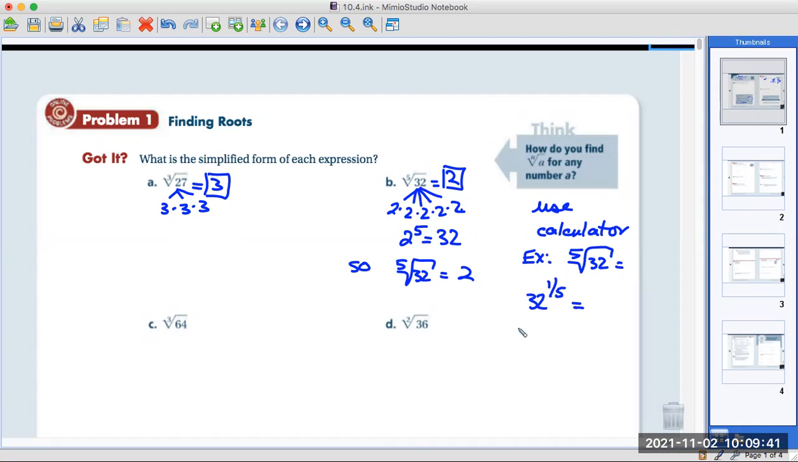How you put it in the calculator would be 32, then your power key, then you must open parentheses, 1 divided by 5, and then you hit equal, and out jumps a 2. So this is the calculator keystroke. Your power key might be different. Mine is this caret. Hope you know which one it is on your calculator. A lot of times it's y to the x.